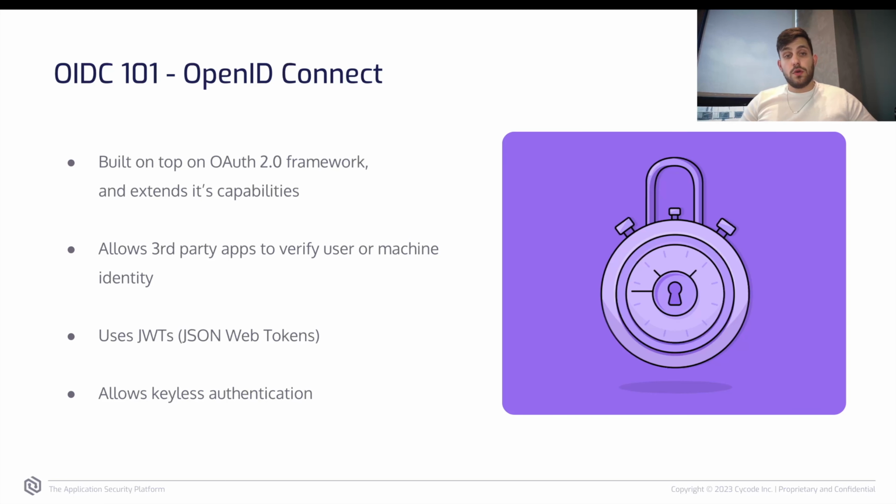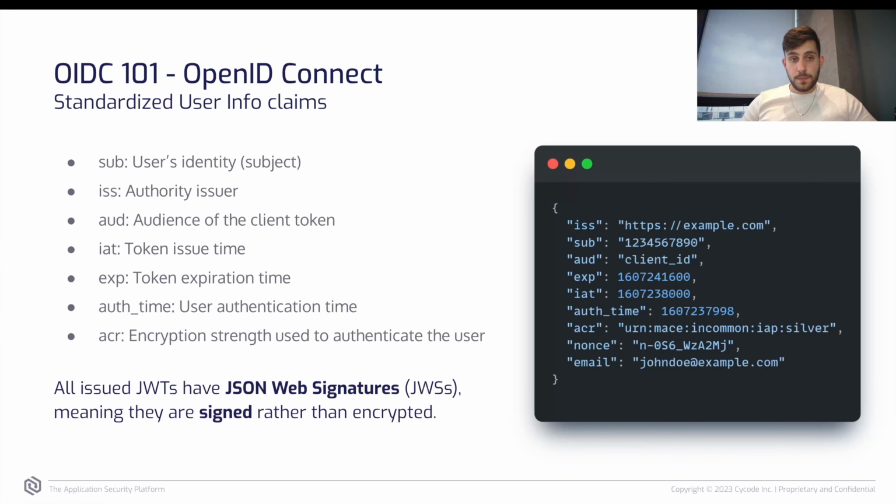Let's move to OpenID Connect. OpenID Connect tokens allow two third parties to communicate and authorize each other. They are JWTs and allow keyless authentication using short-lived tokens instead of the long-lived tokens that we talked about before.